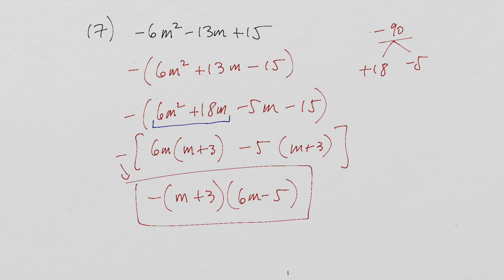So that's a lot of work, but it helped us to find this middle term by looking for factors of this that gave us that. And then we just factored by grouping.